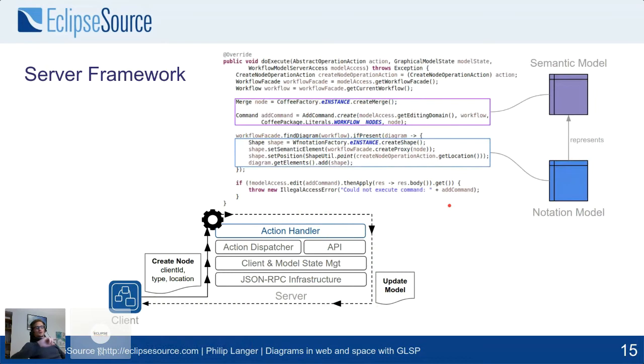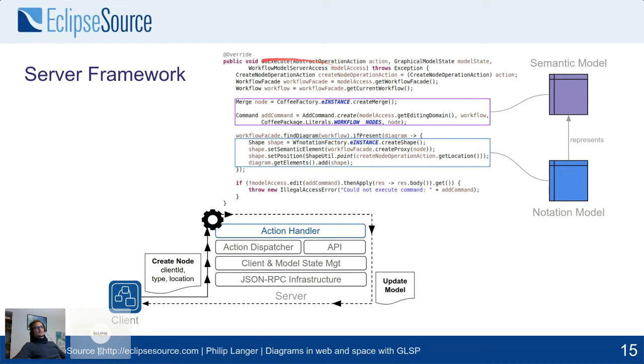For instance, very often you don't want to directly edit the diagram and model in one thing, but you have a separation between a semantic model, which captures the semantic information behind it, and a notation model, which only captures the diagram coordinates and diagram representation information. Then this handler would look a little more complex, because when you create the node, you would first create the semantic node, then create the diagram shape for it, and then send it back to the client.